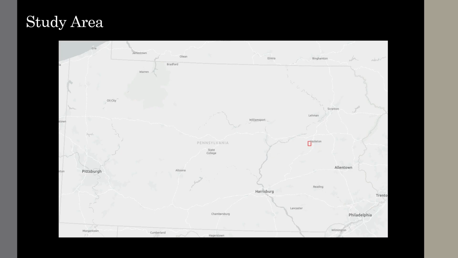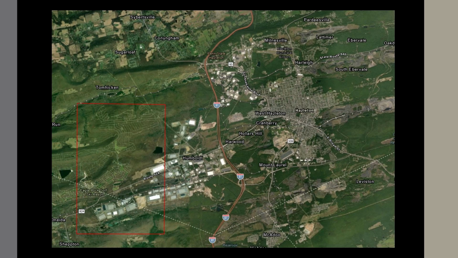The study area for this project is located in Hazel Township, Pennsylvania, shown here in the red box in relation to the state of Pennsylvania. Here is a more localized view with the area of interest shown in the red box. This is in relation to Hazleton, Pennsylvania and Interstate 81. Eagle Rock Golf Course and Humboldt Industrial Park are labeled on the base map. Both development projects intersect the project area but are not completely contained within its boundary.